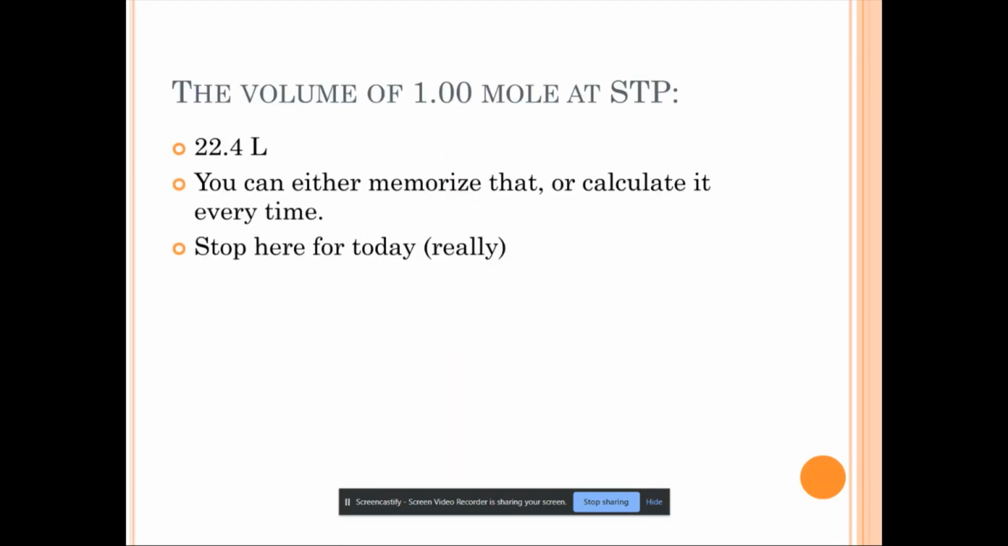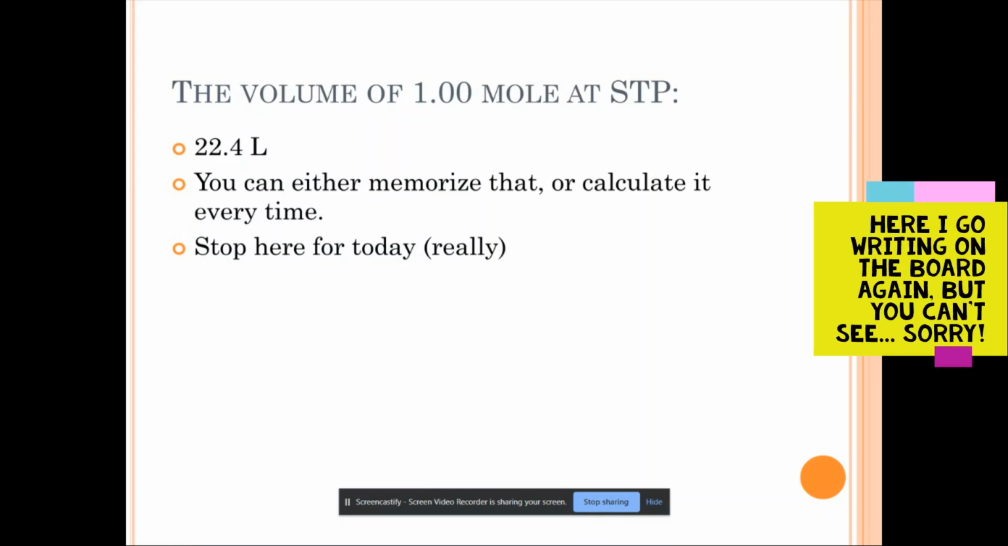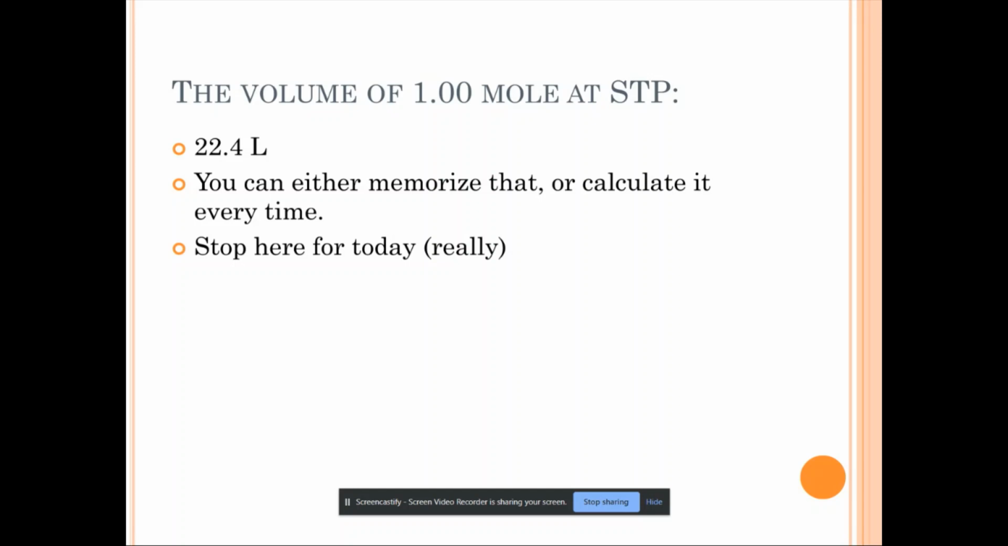And of course, you should remember, 22.4 liters is 1 mole of any gas at standard temperature and pressure. So you can memorize it, or if you forget, you can always say, well, PV equals nRT, how many liters is that? V equals nRT over P. And so what's the volume when the number of moles is 1? R is always 0.08206. The temperature at standard temperature is 273 Kelvin, and the pressure is 1 atmosphere. And when you do the math, you should get 22.4 liters.